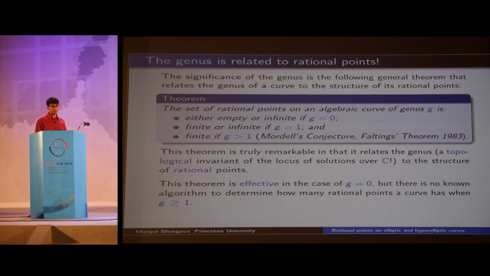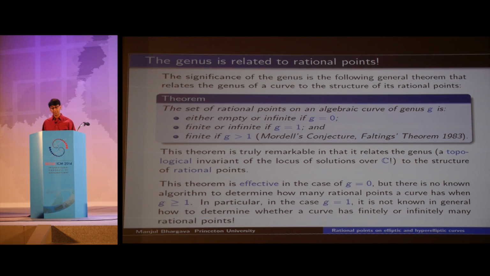So in particular, when the genus is bigger than 1, you know there are finitely many solutions, but there's no known algorithm to find them with proof. And in particular, in the case g equals 1, it's not even known how to determine whether your equation has finitely many solutions or infinitely many solutions. So there's no known algorithm that'll take a genus 1 curve and tell you whether there are finitely many solutions or infinitely many solutions. We just don't know how to do that.